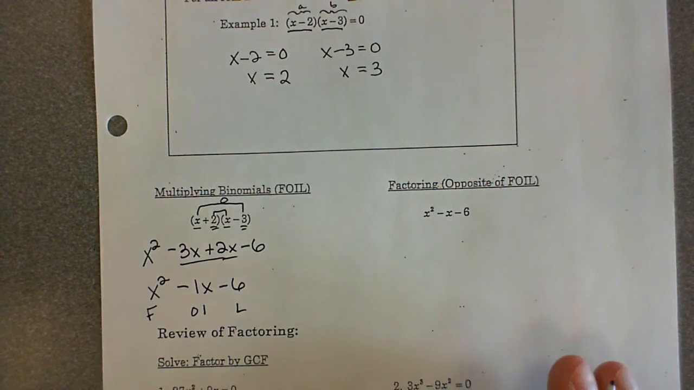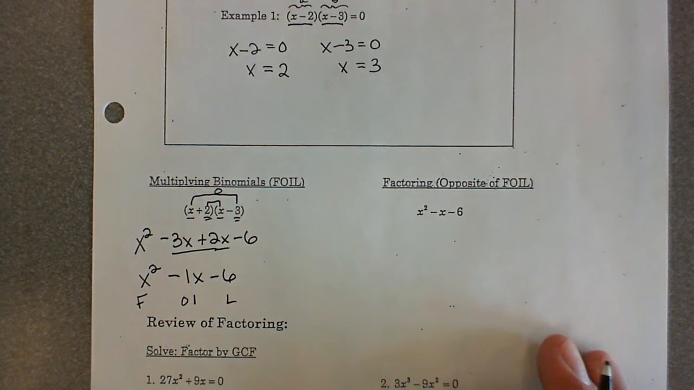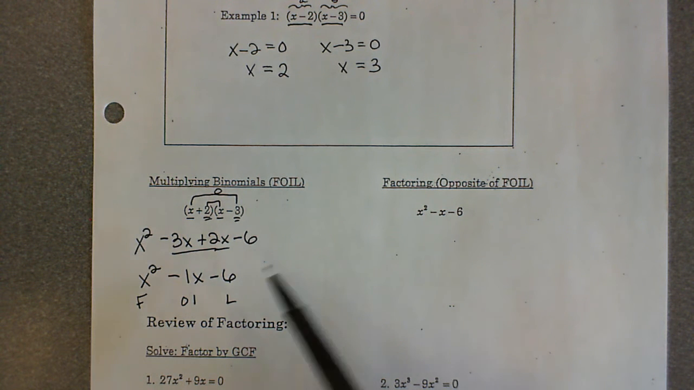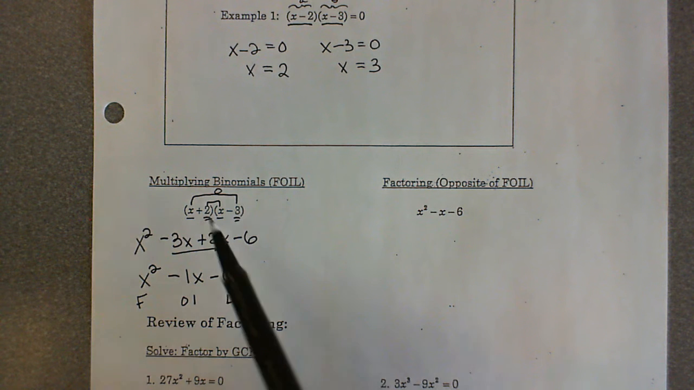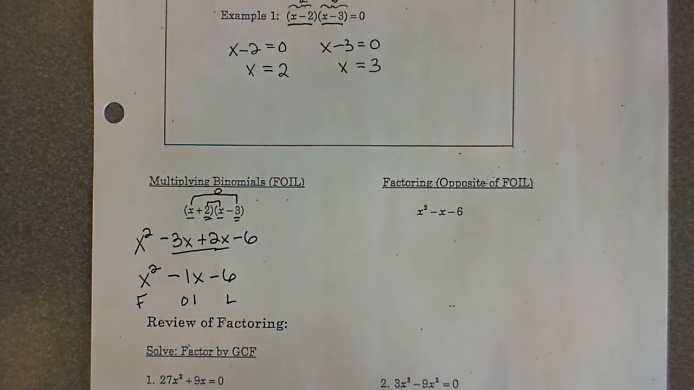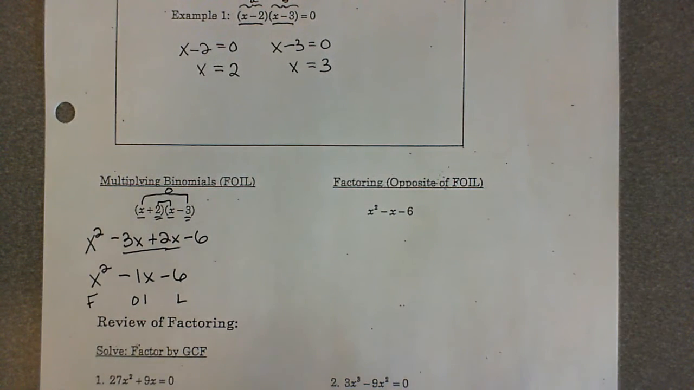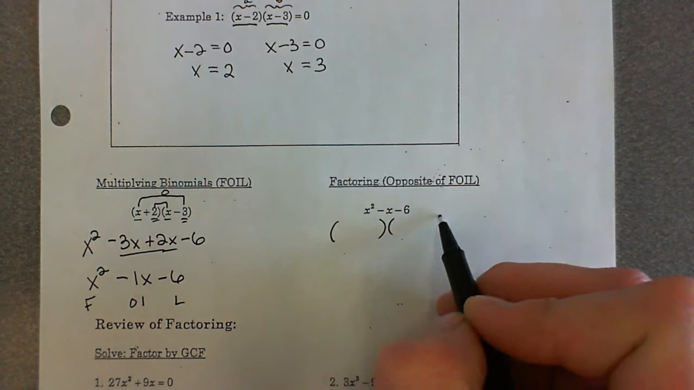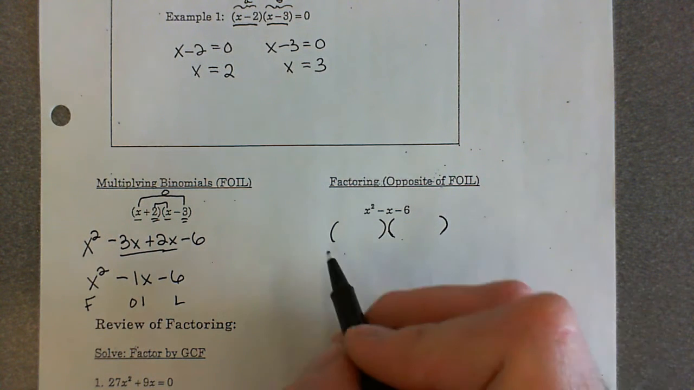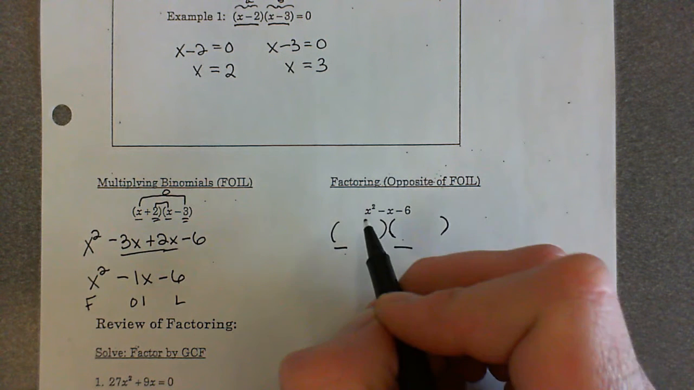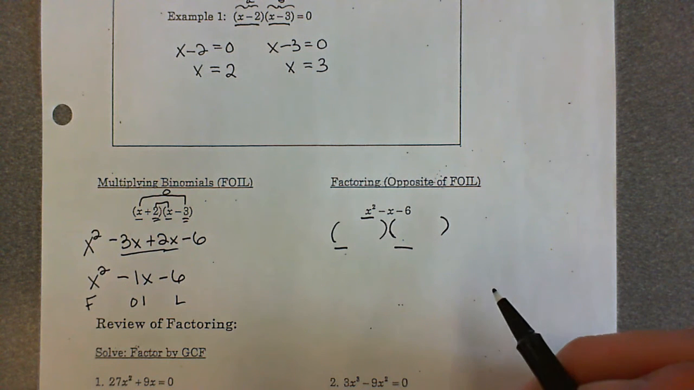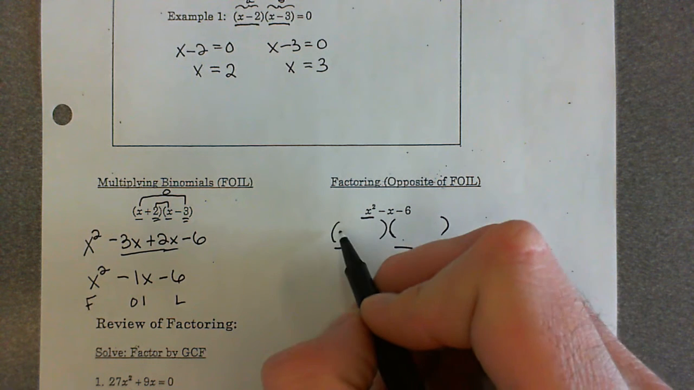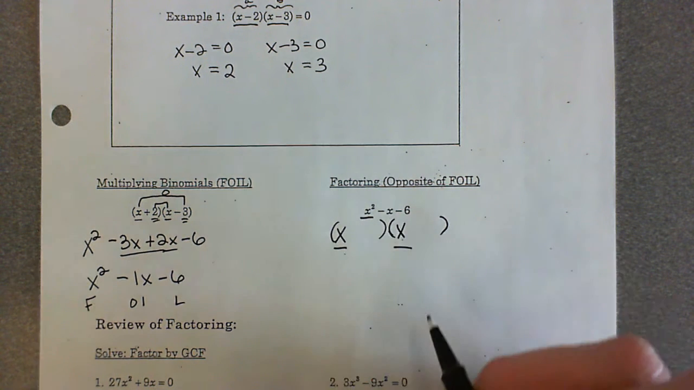Okay? So now, if we want to factor that expression, so this is the same expression, and we wanted to go back to two sets of parentheses, how would we go about doing that? Well, let's look. So here's your two sets of parentheses. The first term times the first term has to get you the first term. So what times what gets you x squared? That would be x times x.